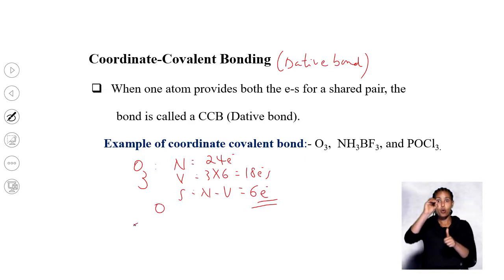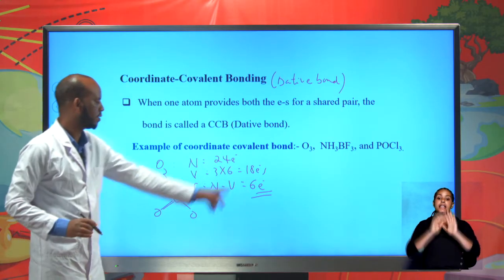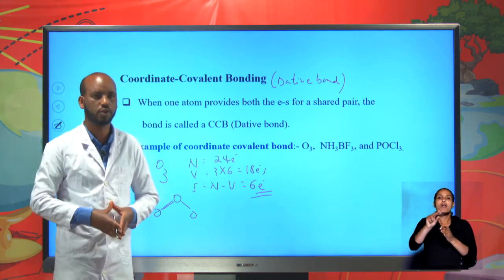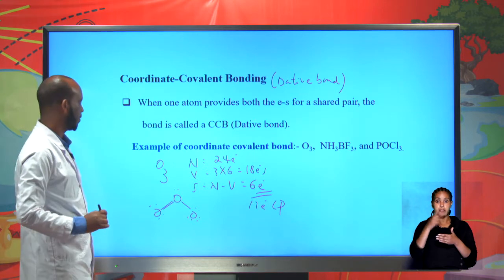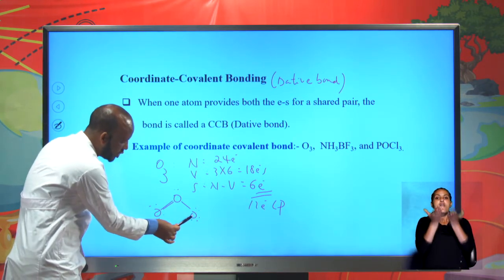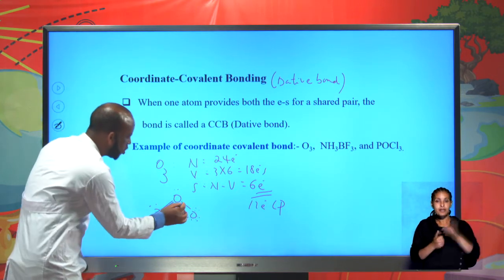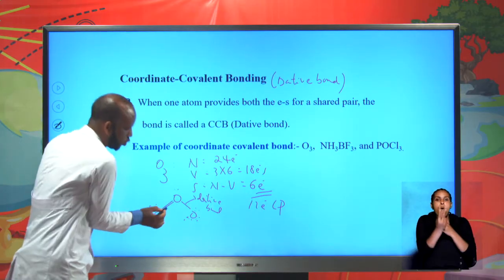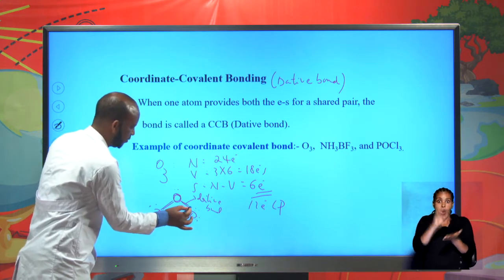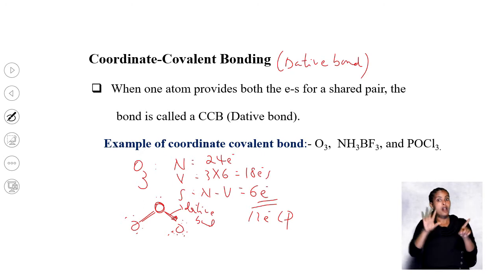Oxygen is the central atom, and the two oxygen atoms are periphery atoms. Six electrons: 2, 4, 6. The rest, 18 minus 6, 12 electrons, are non-bonding electrons, lone pairs. Now, the valence electron of oxygen is 6. This bond is a dative bond, or coordinate covalent bond, because both bonding electrons come from this oxygen. The central oxygen forms a dative bond, a special type of covalent bond in which both bonding electrons come from one atom.